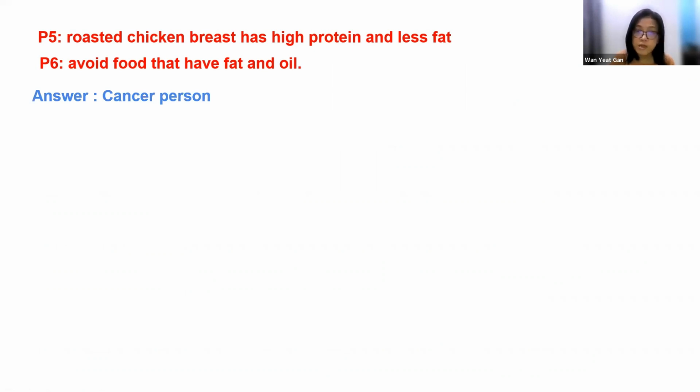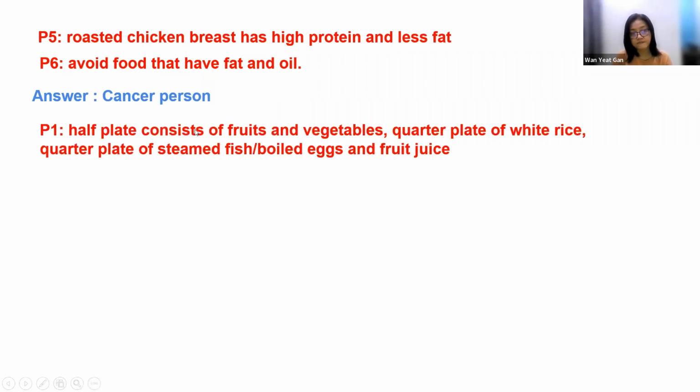Okay, so now we look at the question for cancer patient. What should a cancer patient eat? Okay, a cancer patient is of course can encourage to eat lots of fruits and vegetables actually.